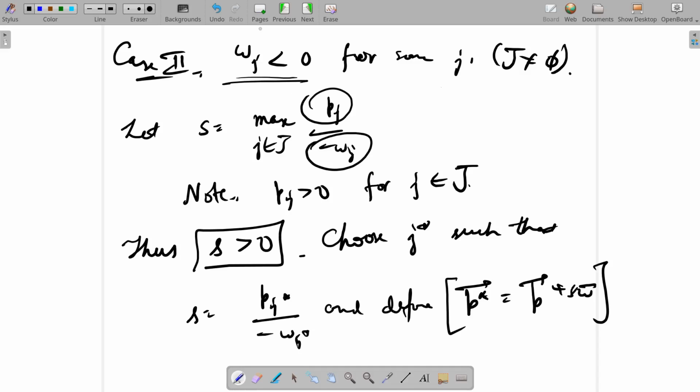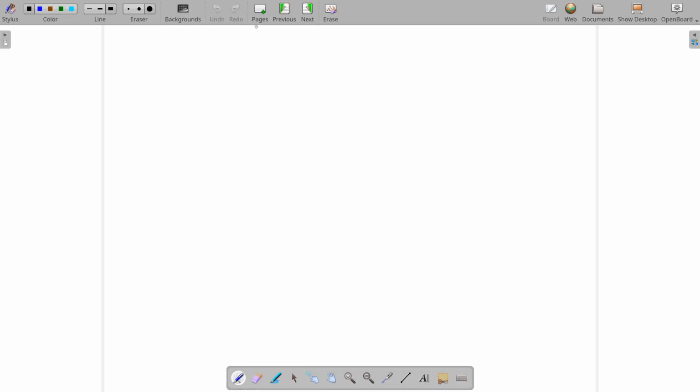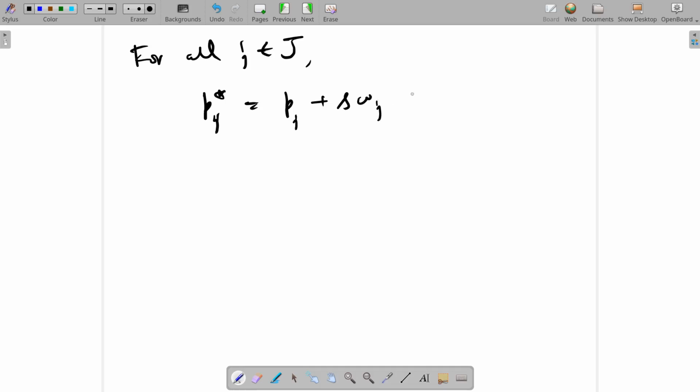Alright, and that turns out to be the case, simply because of the way we have defined s. So for all j in this subset of the index set, so for all j in J, we have the jth coordinate of p star. So what was p star? It was p plus s times w. So you are perturbing p in the direction of w by an amount of plus s. Okay, so pj star is nothing but the jth coordinate of p plus s times the jth coordinate of w.